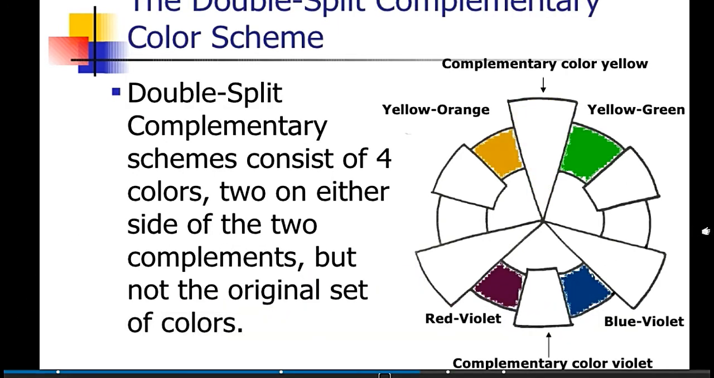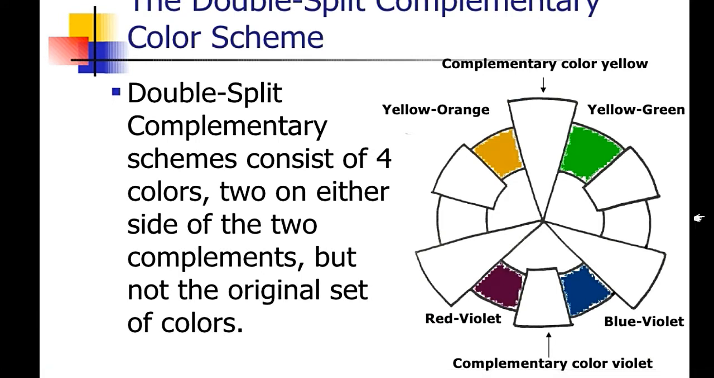Double split complementary. Double split complementary schemes consist of 4 colors, 2 on either side of the 2 complements, but not the original set of colors.